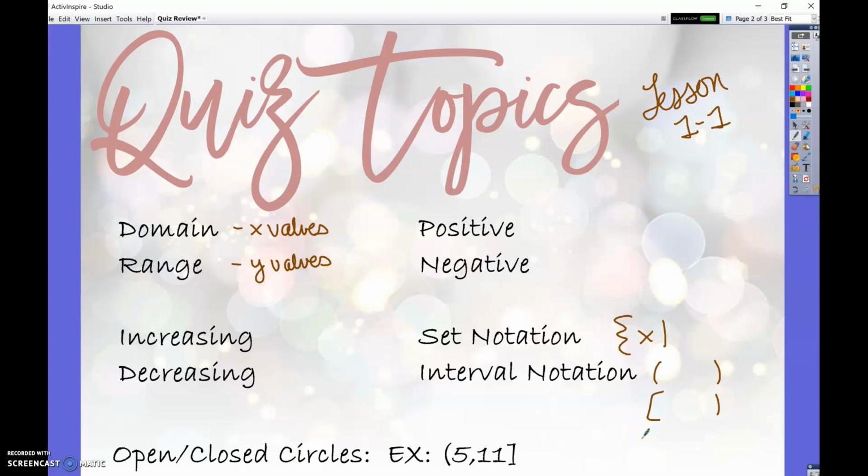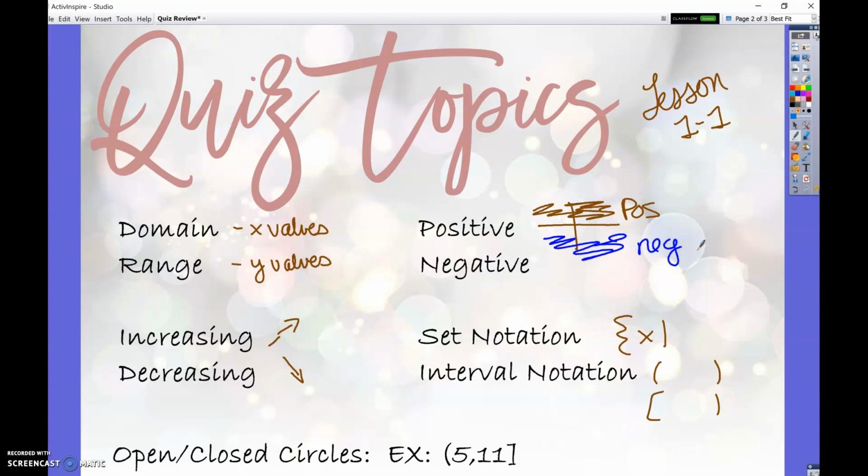Positive and negative and increasing and decreasing can be confusing, so be sure you know the difference. Remember, increasing is when you have a positive slope on a function, and decreasing is when you have a negative slope on a function. Positive means when the graph is above the x-axis, so anything above would be positive, whereas anything below the x-axis would be negative.